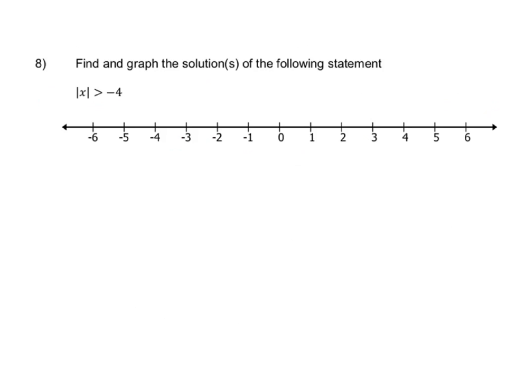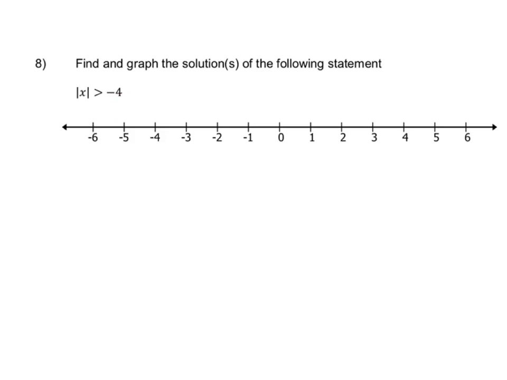Alright, one more that I want to show you, and this one we'll just do together. You can pause if you would like, but this one's also kind of an interesting one to think about. Right? I want the absolute value of x to be bigger than negative 4. I want to find the numbers whose distance away from 0 is more than negative 4.